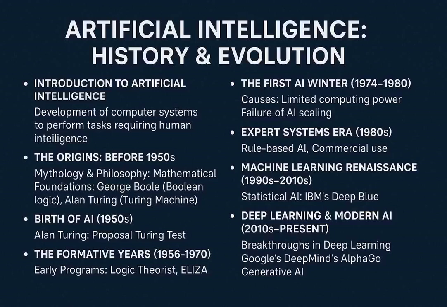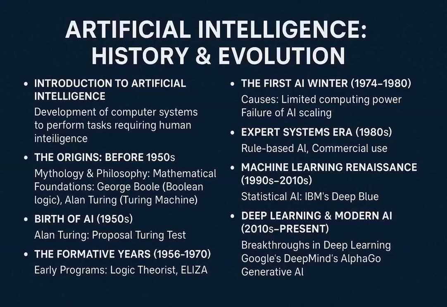2. The origins, before 1950s. Mythology and philosophy. Concepts of intelligent machines existed in ancient myths, like Hephaestus's mechanical servants in Greek mythology. Mathematical foundations. George Boole, Boolean Logic, 1847. Alan Turing, Turing Machine, 1936, who later proposed the idea of machines simulating any human reasoning process.